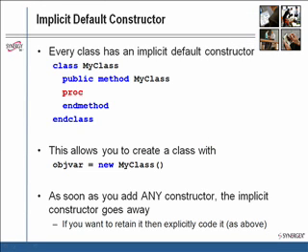By default, each and every class that you define will have an implicit default constructor. In other words, a constructor with no parameters. This default constructor doesn't actually do anything. It's simply present so that objects may be constructed with the syntax that you see on the slide. In other words, an empty set of parentheses.